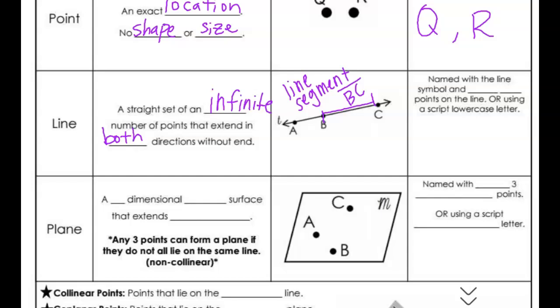Another part of a line is a ray. Write this down. Ray. I'm going to switch colors just so y'all can see the difference. A ray is like an arrow. It starts at one point and it shoots out the other way. So, where's a ray that I could name here?